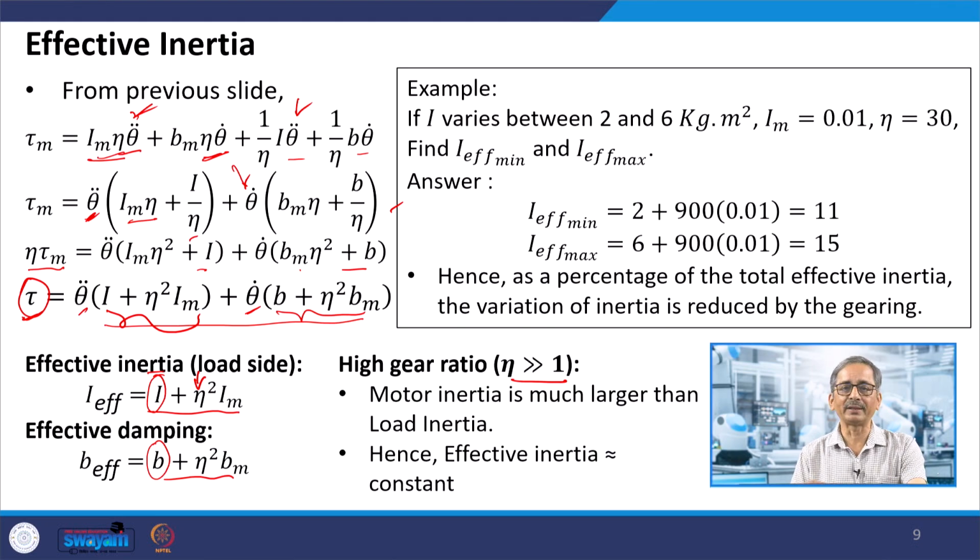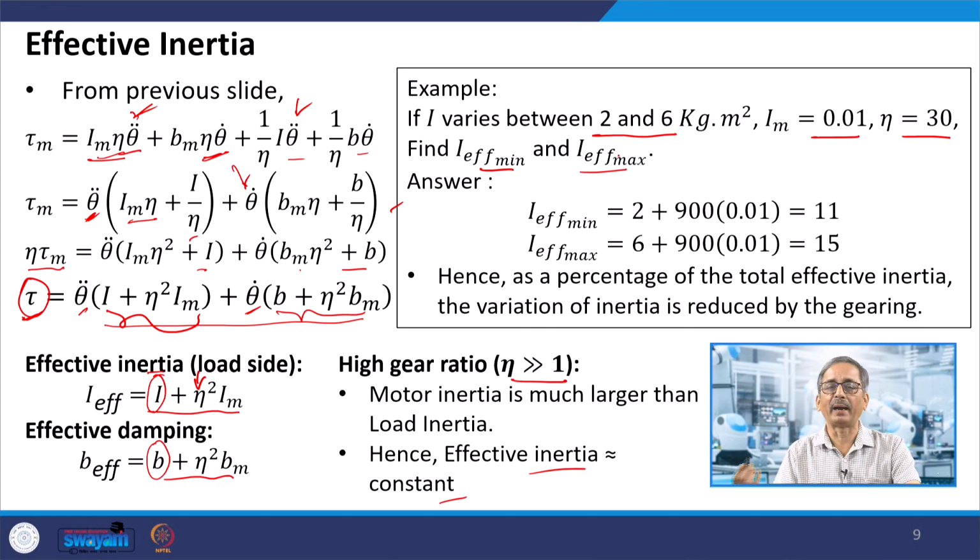So, hence with higher gear ratio, effective inertia becomes almost constant, that is, it is not depending on the load inertia. And that is one of the advantages of the higher gear ratio. To have a feel of this, let us see an example where I varies from say 2 to 6, and I have the motor inertia this one and gear ratio 30. Say, what is the value of the effective inertia?